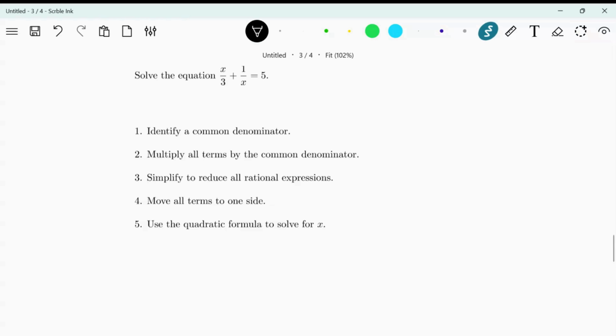So let's get started by writing this thing out. So we've got x over 3 plus 1 over x, and that is equal to 5. So we'll start with the linear term when we're looking at the denominators here, and we see that we have a 3. For the hyperbolic function, we have an x in the denominator. So we'll go ahead and take our common denominator to be the product of these two numbers. So let's multiply each of the terms by this common denominator.